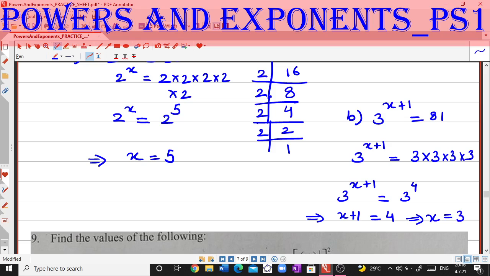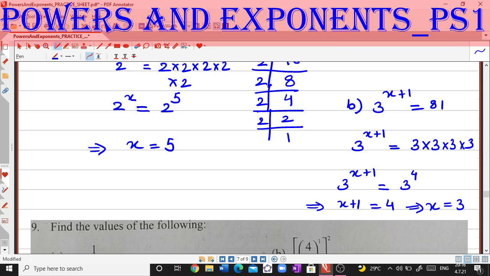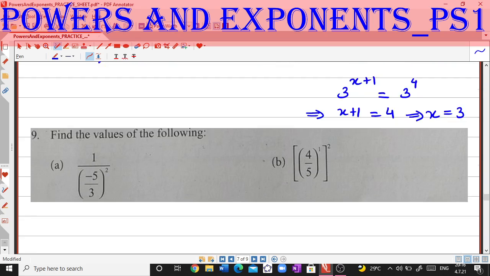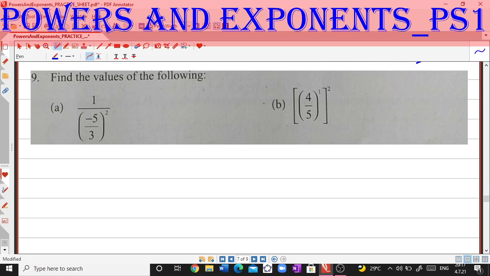I hope this question is also clear. Keep practicing such types of questions so that it will be fun for you. Solving these questions will be fun. Now this one.